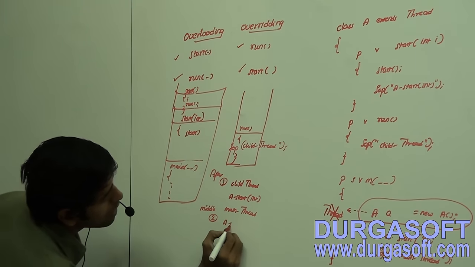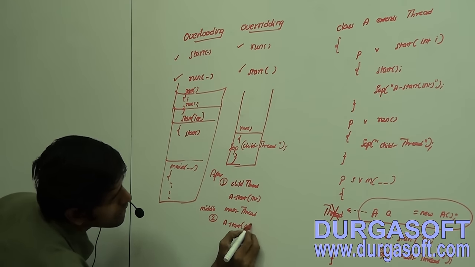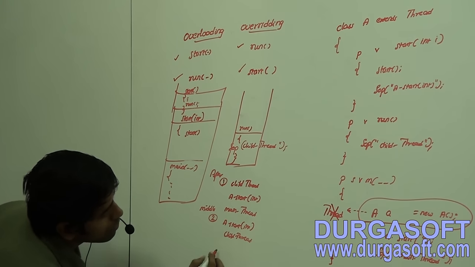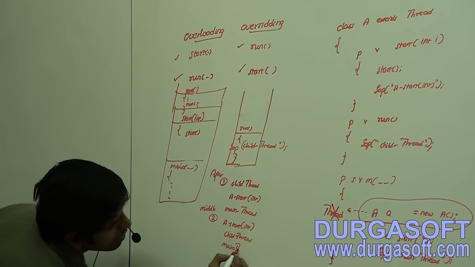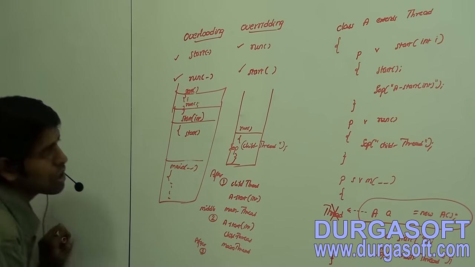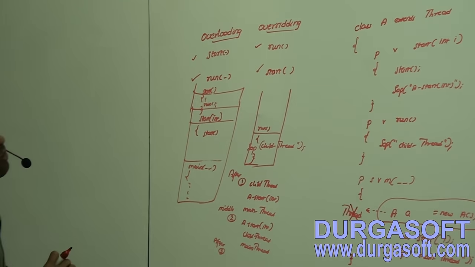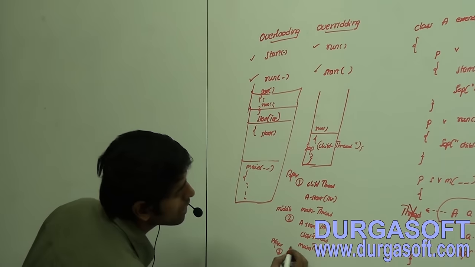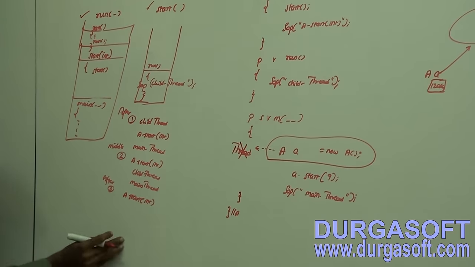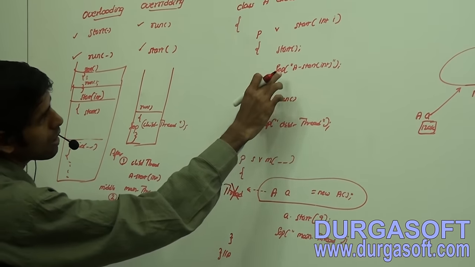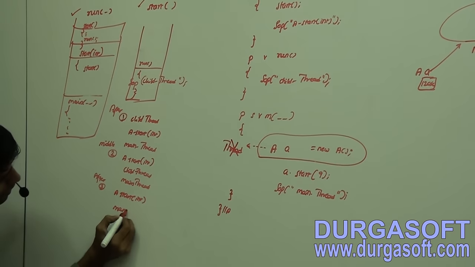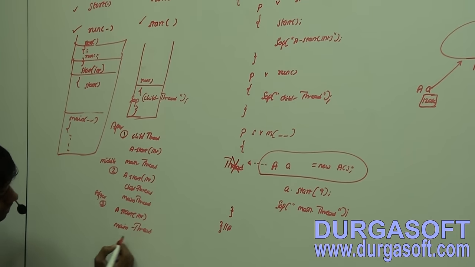If it is in the middle, what will be the output? That is a start int, and in the middle we will get child thread, and after that we will get main thread. And if it gets a chance after, meaning after completion of main thread execution, we are going to see a start int, a start int, and the control will come here. It will print main thread, later child thread.